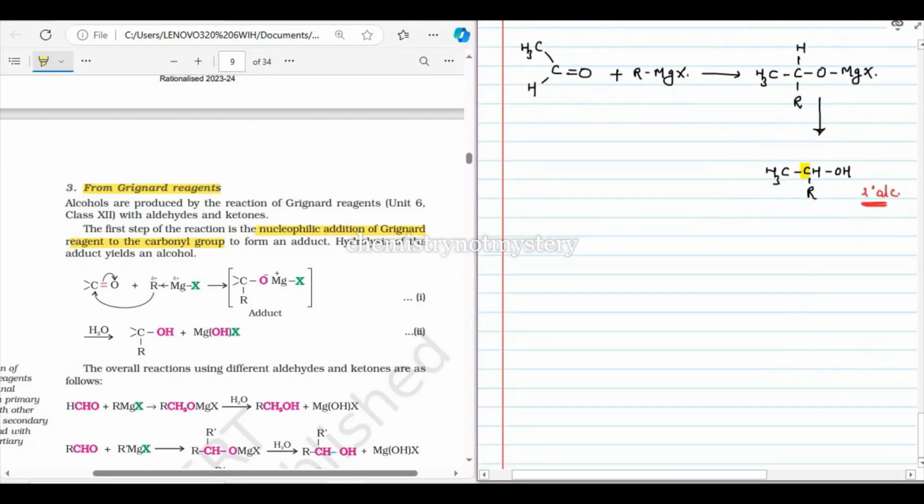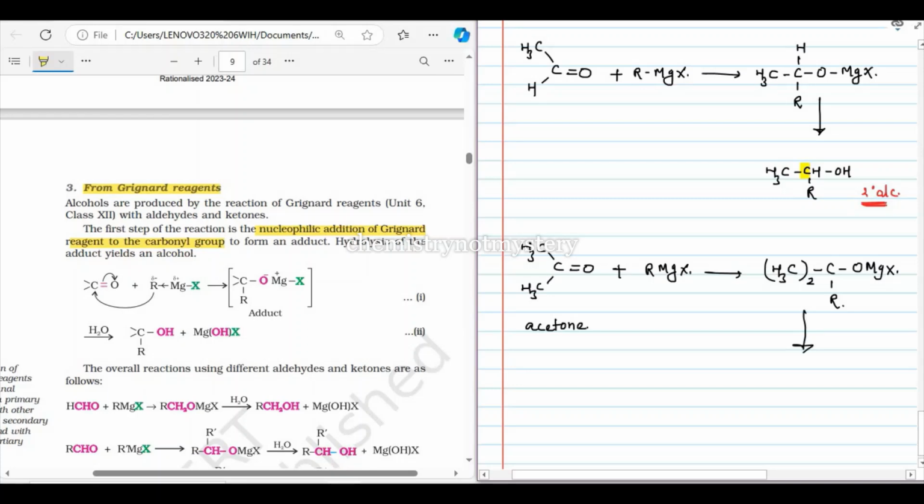Now come to the ketones. If I take the example of a ketone, here I can take acetone. This is CH3, C double bond O, and it is again bonded to CH3. So this is acetone, which is a ketone. When it reacts with RMgX, in the same way, this is (CH3) whole twice C, O, MgX, and this carbon will get attached to the alkyl group.